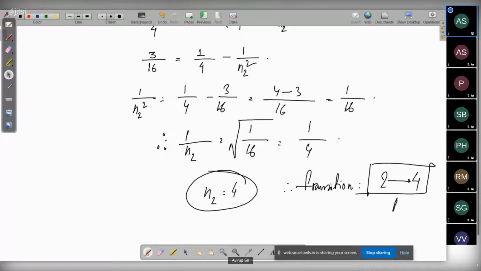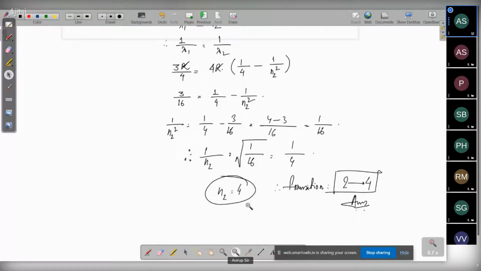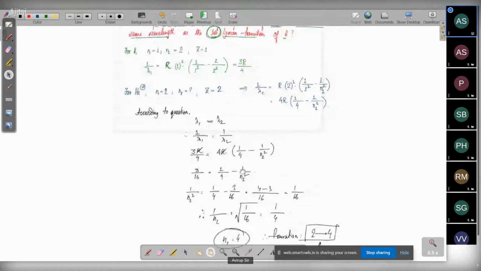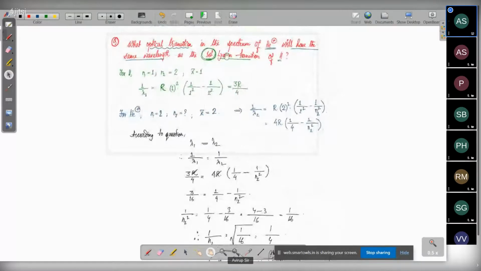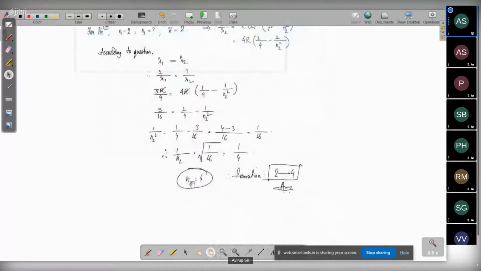2 to 4. This is the correct answer. Because in the question that asked you about the transition, they had asked you what optical transition. So if you tell your answer as 4, that is an incomplete answer. You have to tell us about the transition. So the transition is from 2 to 4.